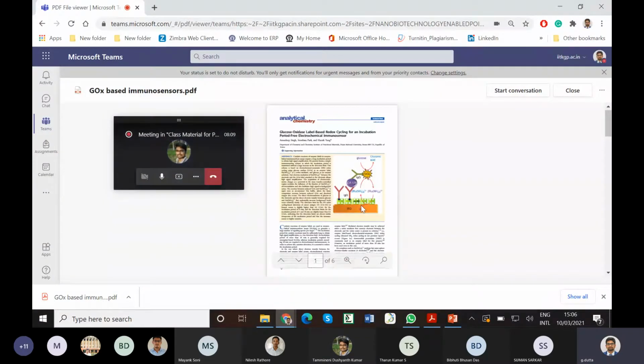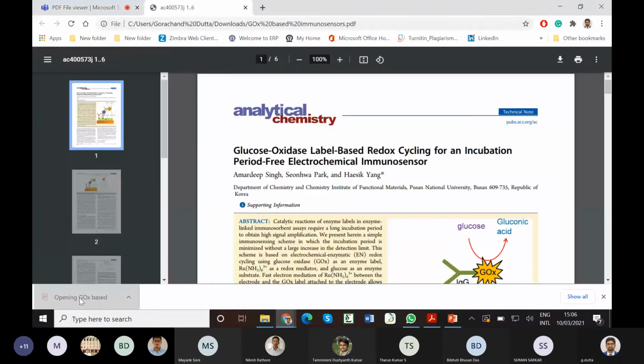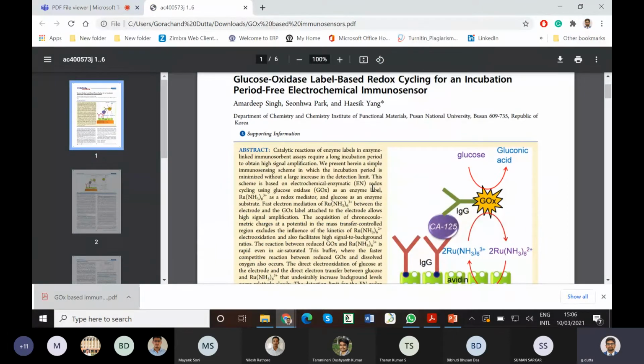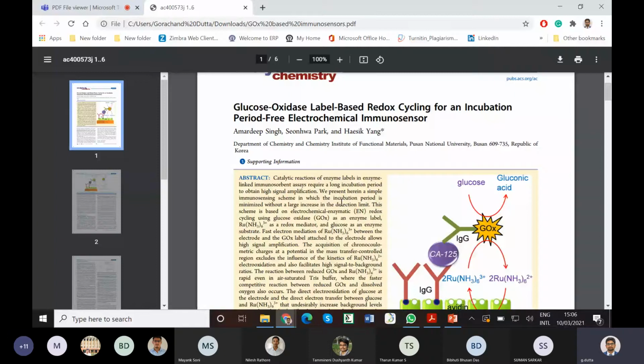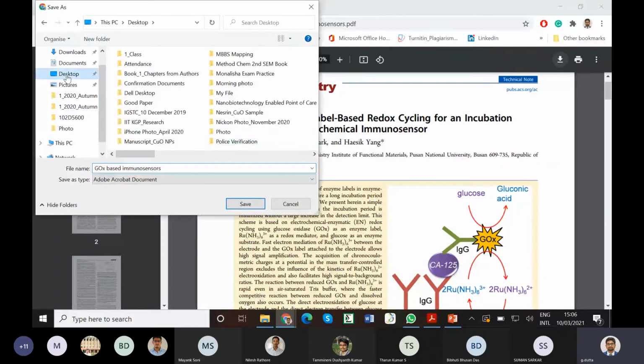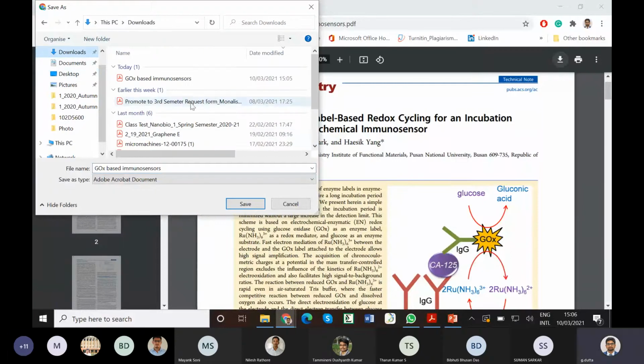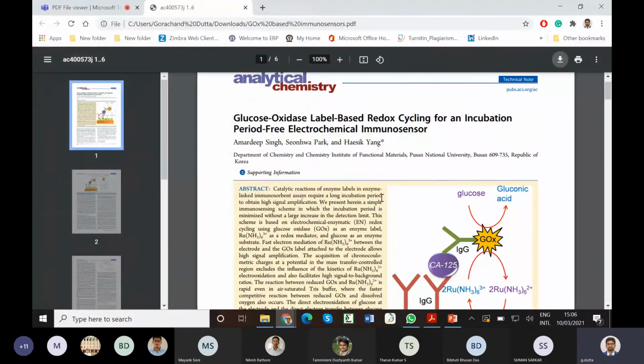So just see my screen. I just open it here. Is it visible? Can you see my screen? Yes, sir. Okay. It is better. Okay, I think it is fine.